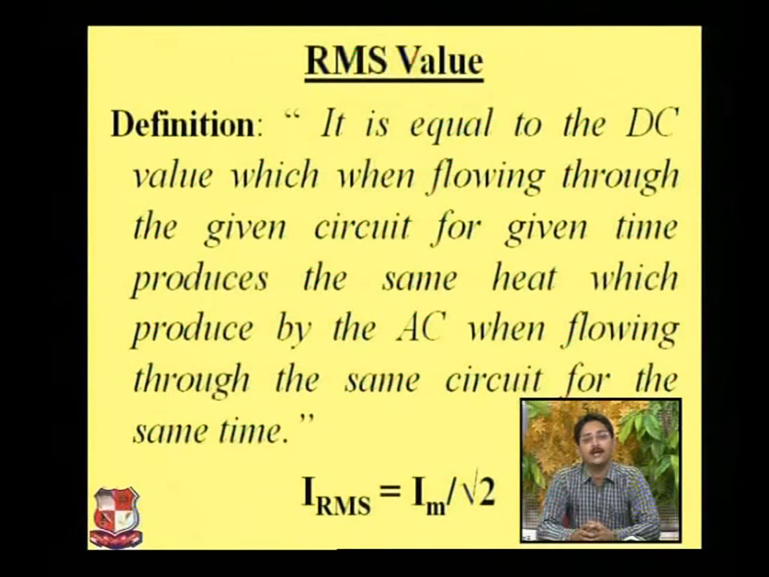So the value of IRMS is IRMS equals Im by root 2. This is the equation of the root mean square current in the AC circuit.